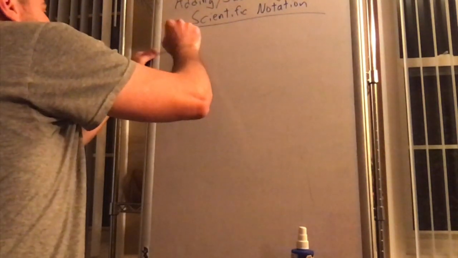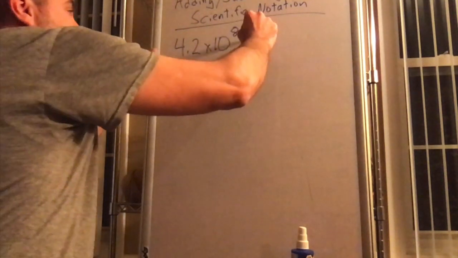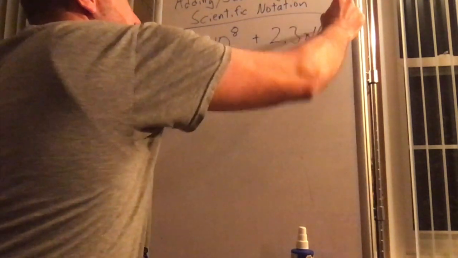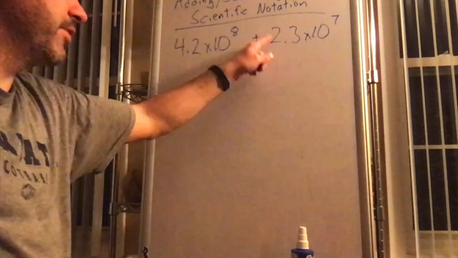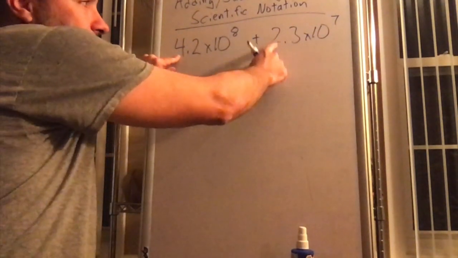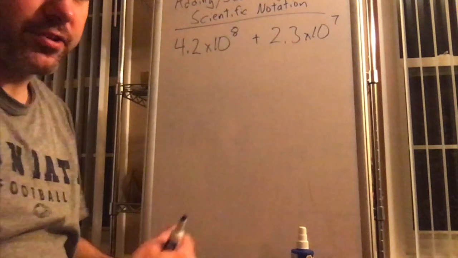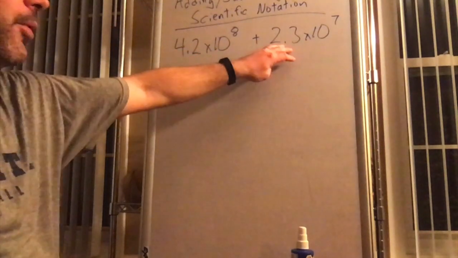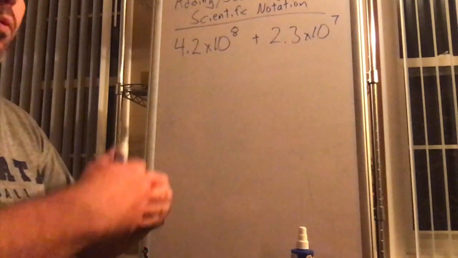So if I have 4.2 times 10 to the 8th, and I want to add to that 2.3 times 10 to the 7th. Because the exponents are different, the 4 and the 2 are not in the same place, and the 2 and the 3 are not in the same place. So there's not a shortcut where we can just add the coefficients and keep the exponents. So you might ask, well, what do we do?